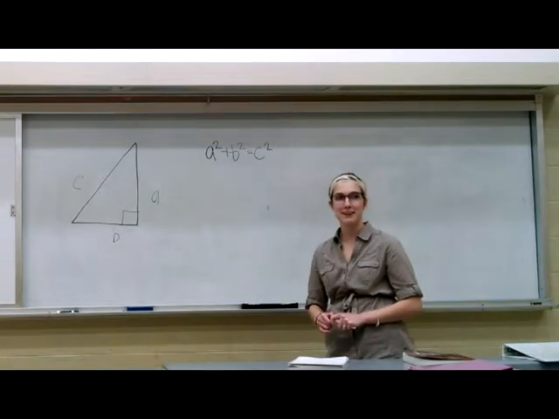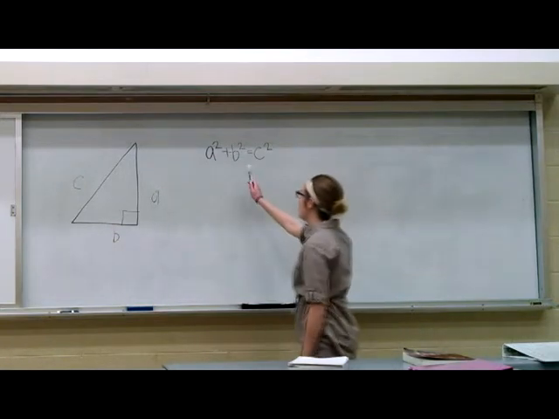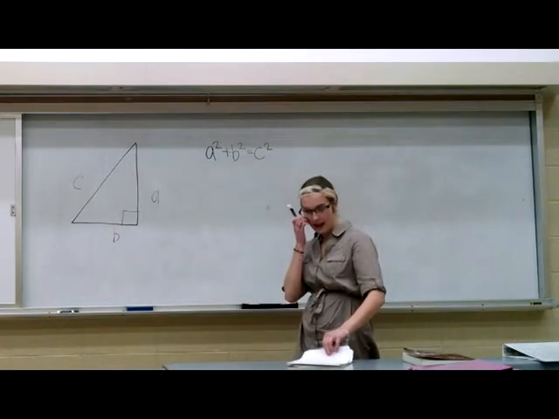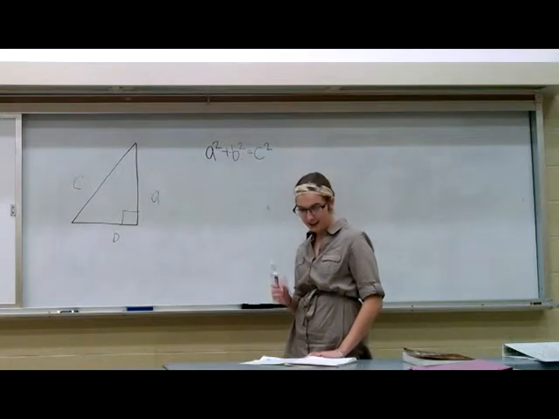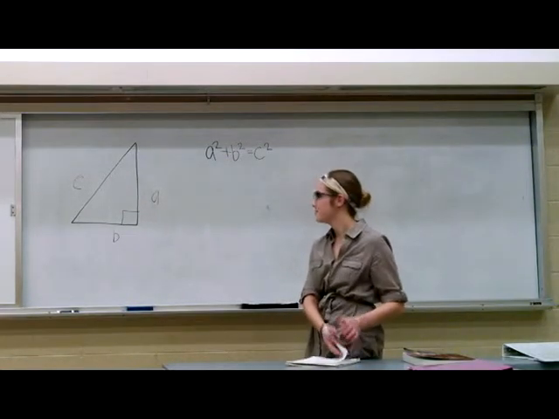Learn about the Pythagorean theorem. So the theorem is a squared plus b squared equals c squared. And that is basically stating that for any right triangle, the sum of the squares of the lengths of two sides is equal to the square of the length of the hypotenuse. And this only works on right triangles.